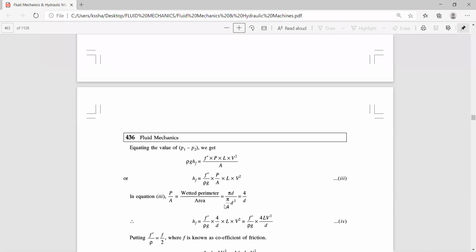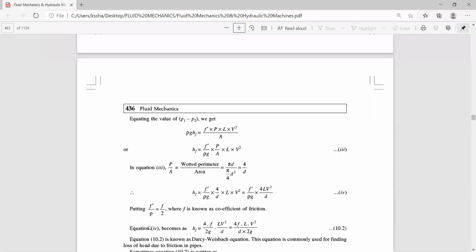So this pi d will get cancelled. So in place of P by A, what can you write? 4 by D. So your HF will be equal to F dash by rho g, in place of P by A you will write 4 by D, into L into V square, equal to F dash by rho g into 4 L V square by D. Now what we are trying to do is substitute F dash by rho equal to F by 2.